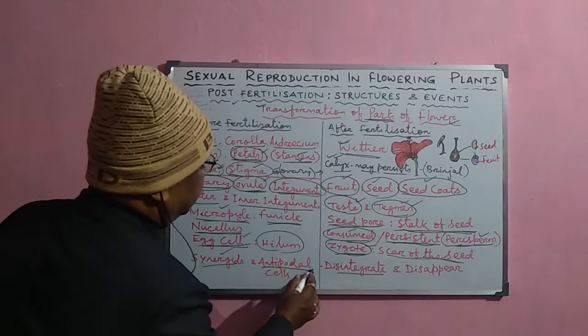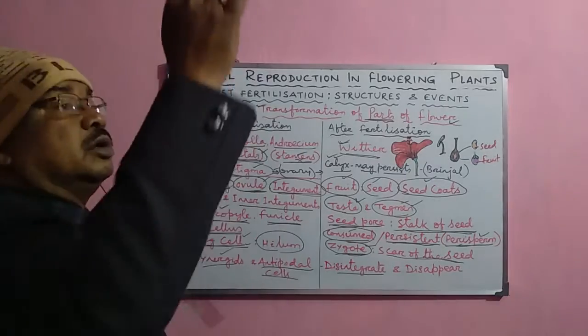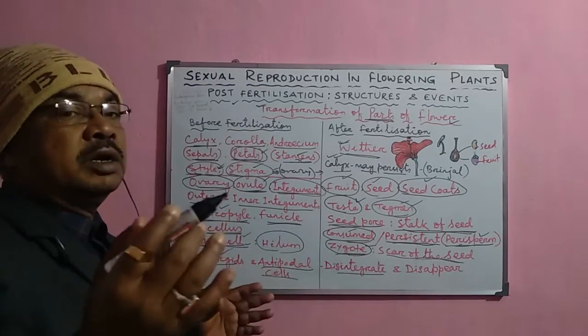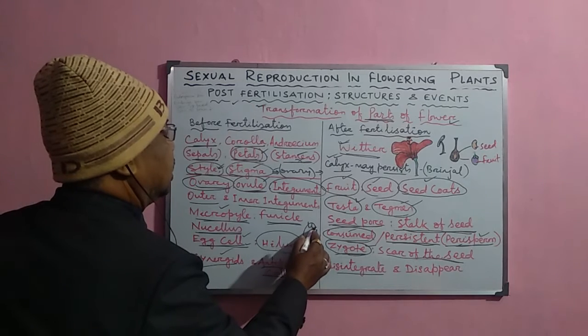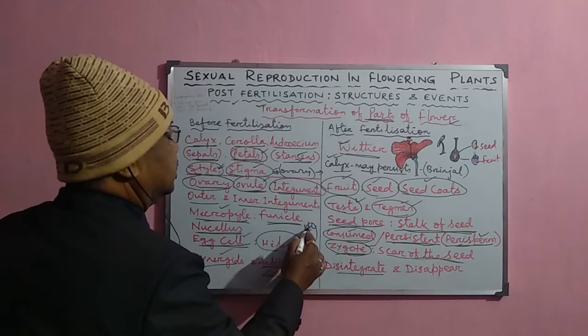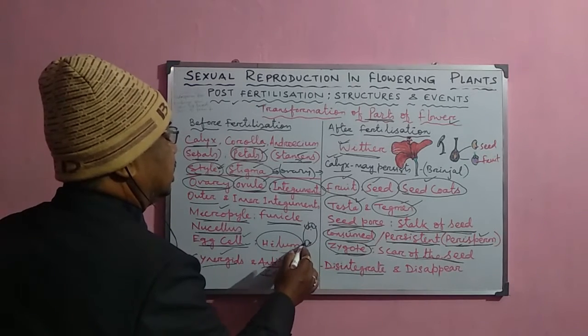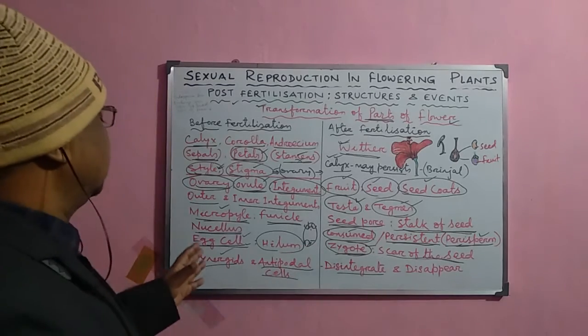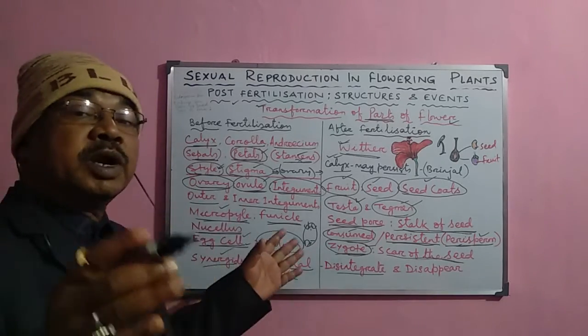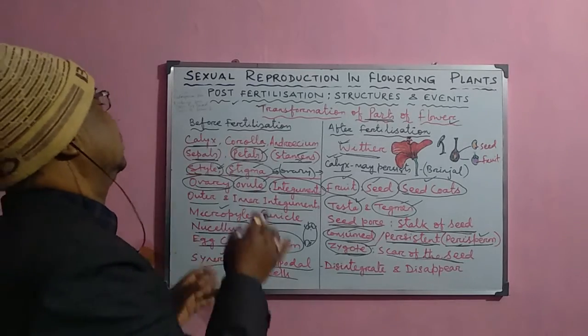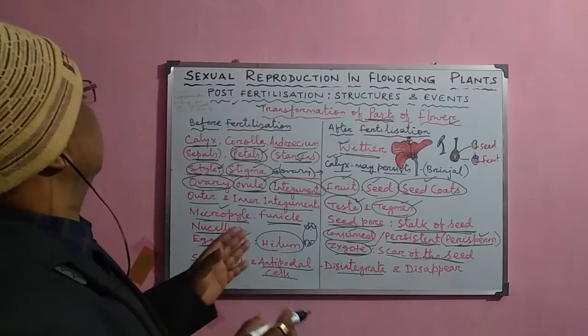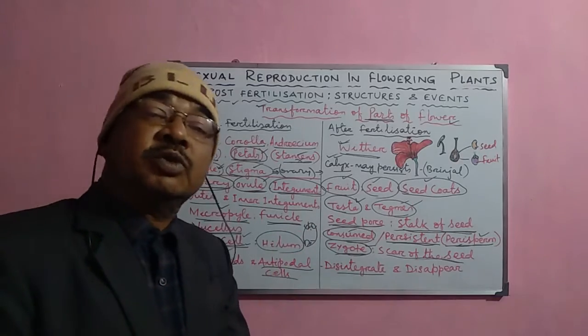Also, the three antipodal cells, which are present on the opposite side of the embryo sac, also degenerate and disintegrate. So that is the fate of the different parts of the flower just after fertilization. Now we shall discuss the development of the endosperm.